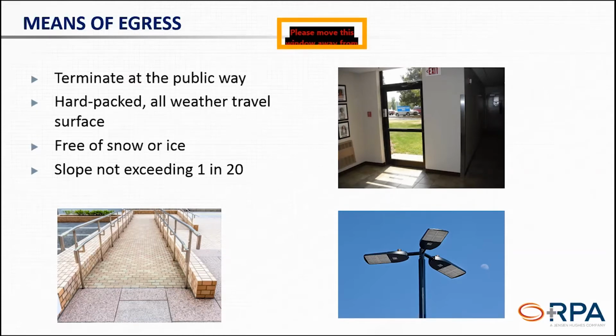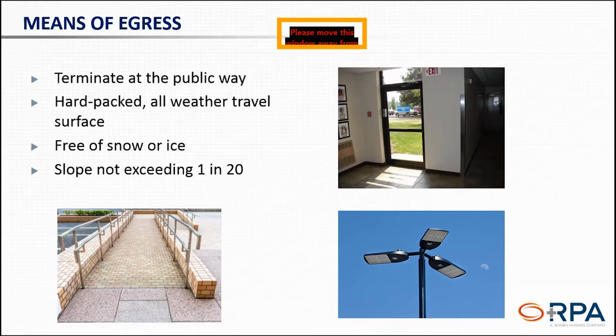So we need to have a hard packed, all weather travel surface. If you're up in the Northeast or up in the northern part of the country, you want to make sure it's free of snow or ice in those winter months, and have some sort of measures to make that happen. Some places have their snow removal crew. They have a map, a site plan of their building, and they mark out here, when you come to get rid of the snow from the parking lot, you're also going to go to these exit points to make sure that we have the snow and ice removed from those exit paths.